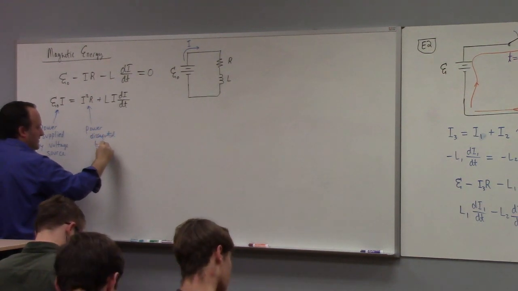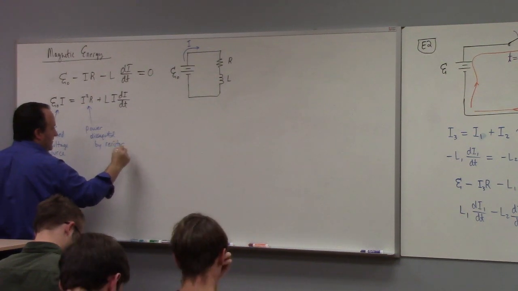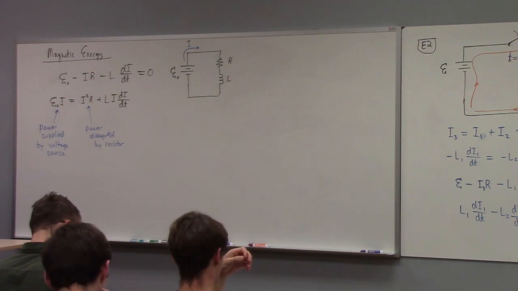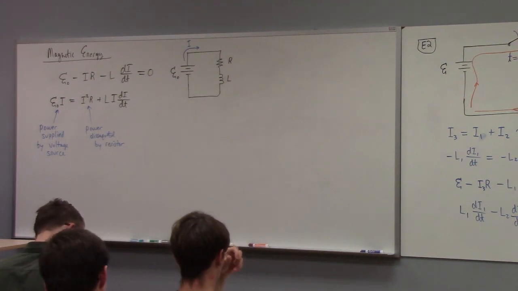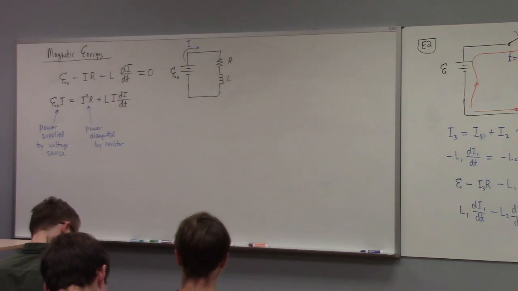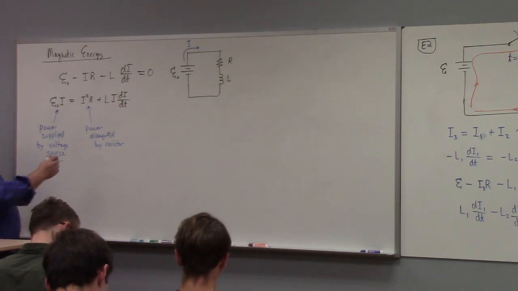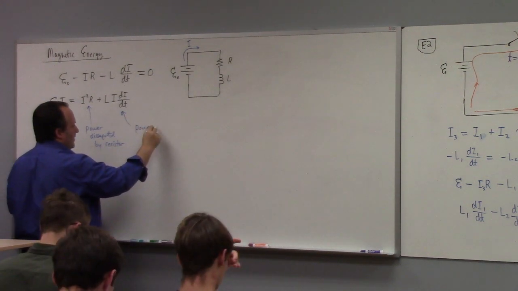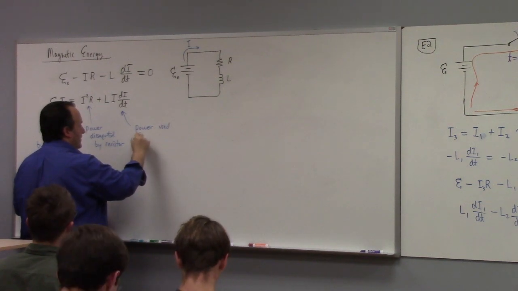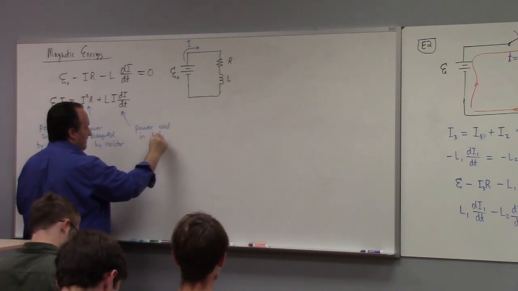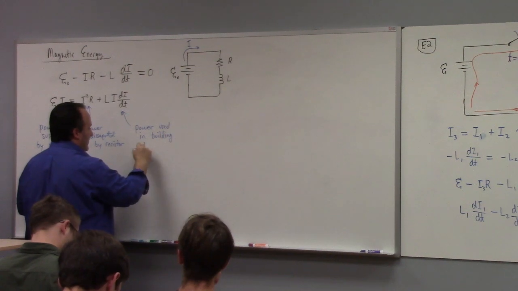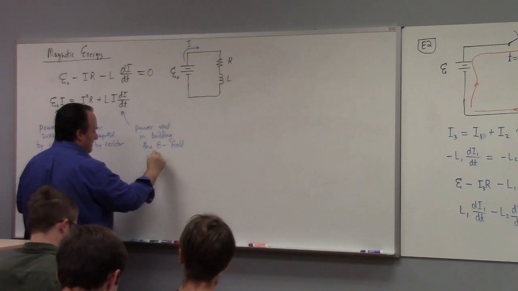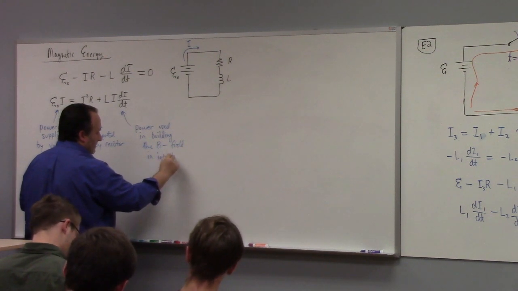Dissipated by the resistor, right? So that's primarily what? Heat, something like that, right? The resistor gets hot as the current goes through it and bumps into the atoms and so forth. But then how about this other term? What's this? Power used in building up the B field in the inductor, right?